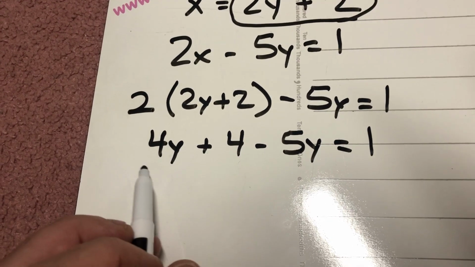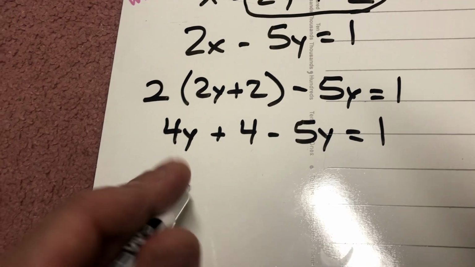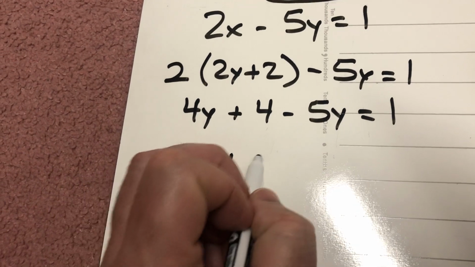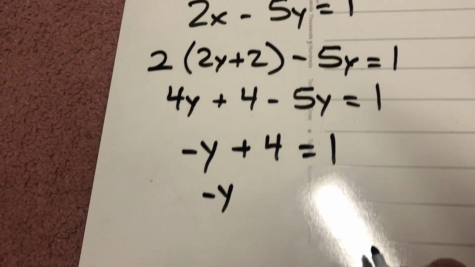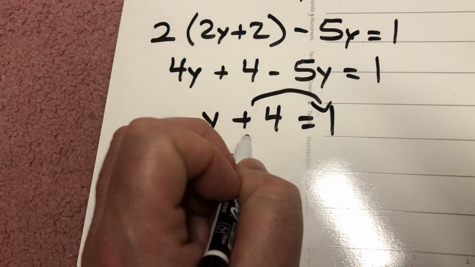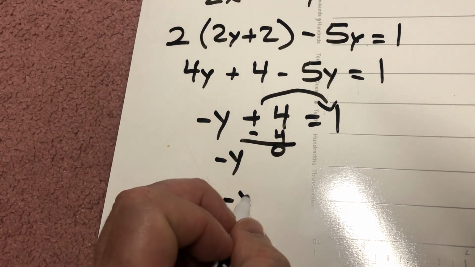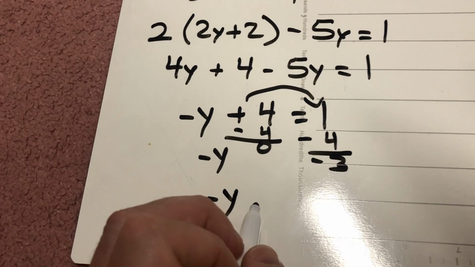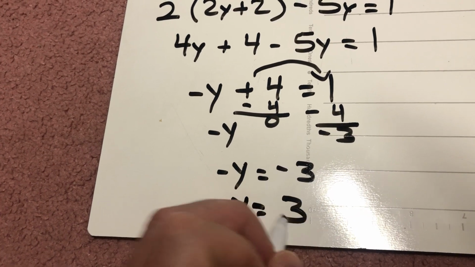Now I'm going to combine like terms. I have 4y minus 5y, and 4 minus 5 is negative 1. Now I don't put 1 in front of a variable, so that's going to be negative y. Negative y plus 4 equals 1. I isolate negative y. I'm going to bring this positive 4 over by subtracting 4 from both sides. 1 minus 4 is negative 3. So negative y equals negative 3, which means that y equals 3.